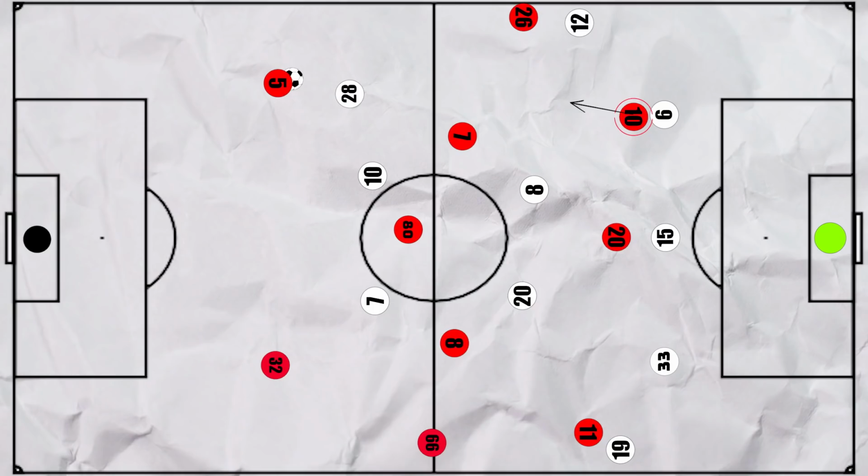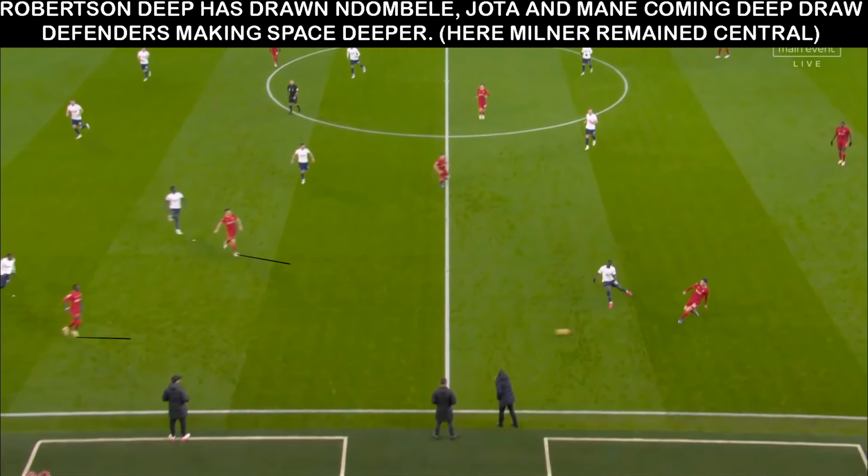But more commonly, Robertson and Mane would initially drop deep, opening up even more room in this space. The presence of Jota made it difficult for Dyer to cover across, so there will now be more room for an attacker to spin and run into. We see this in the first Liverpool goal.